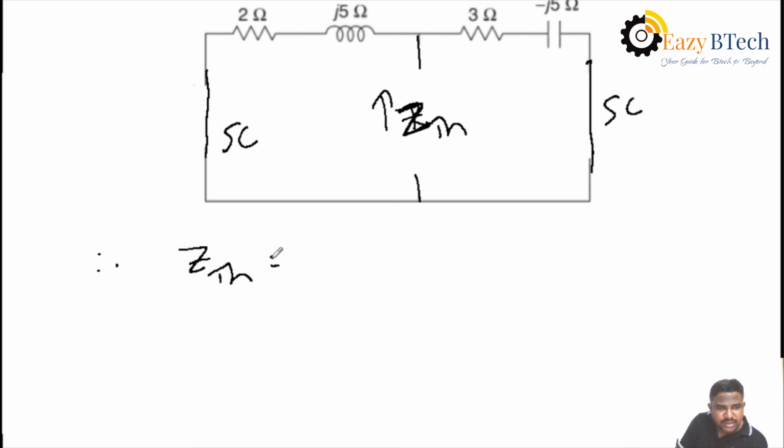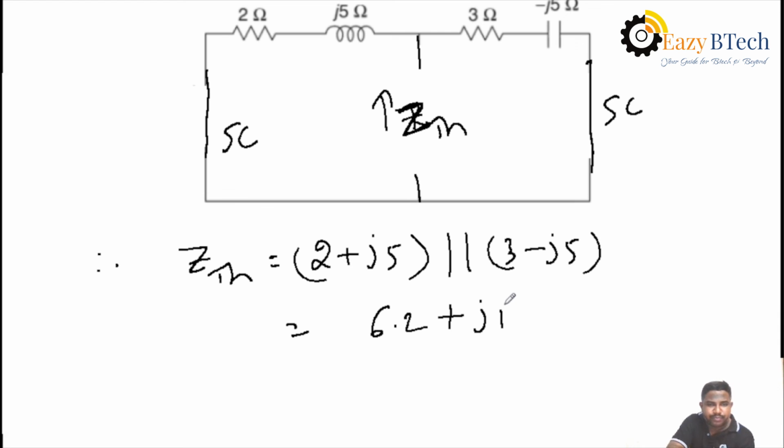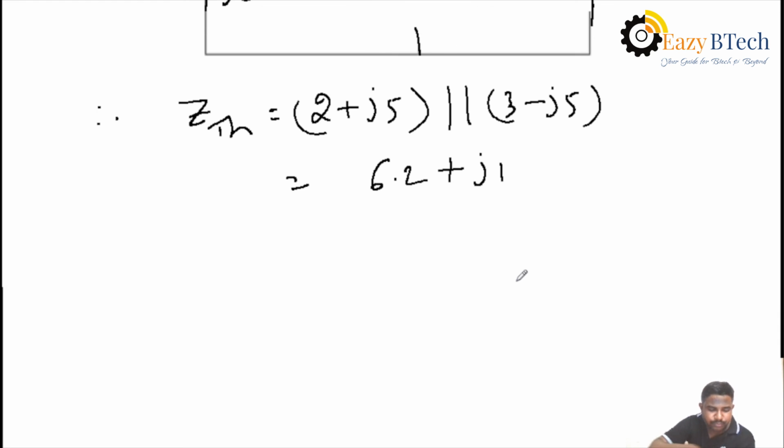Therefore, the equivalent impedance, that is Thevenin's impedance, is as follows. I have observed clearly here that the two elements 2 plus j5 and 3 minus j5 are both connected between the same nodes. That's why the two elements are in parallel connection. That is Z1 Z2 by Z1 plus Z2. Then you can simplify the value. You will get 6.2 plus j1 ohm. That is the Thevenin's impedance value.